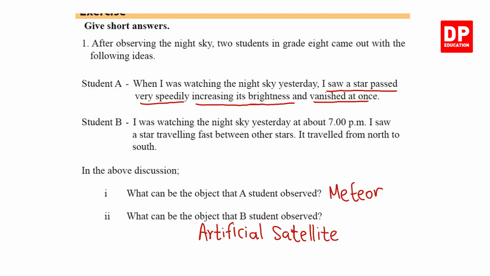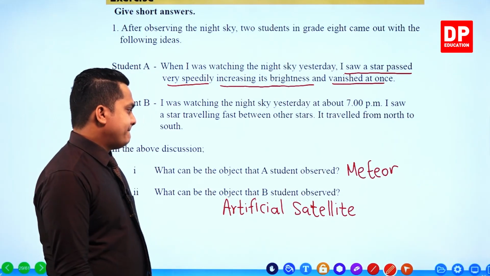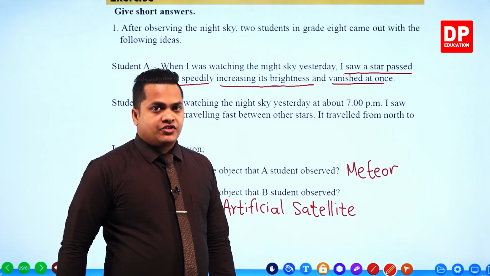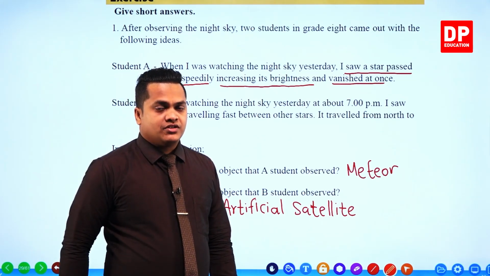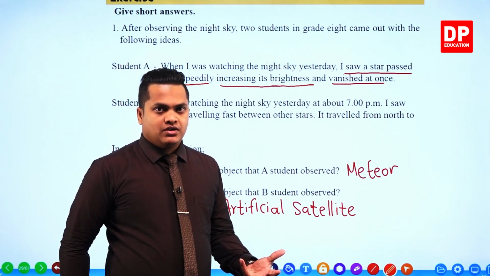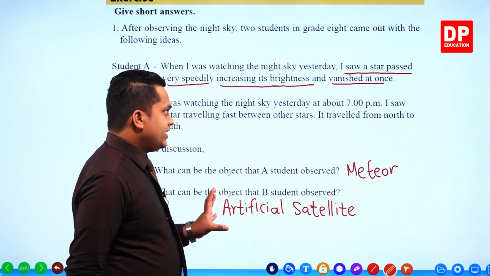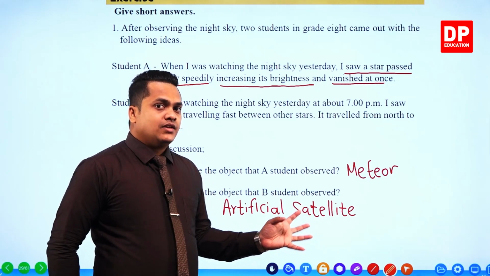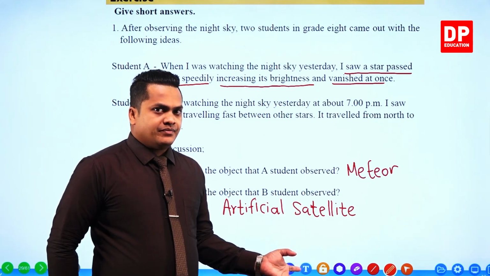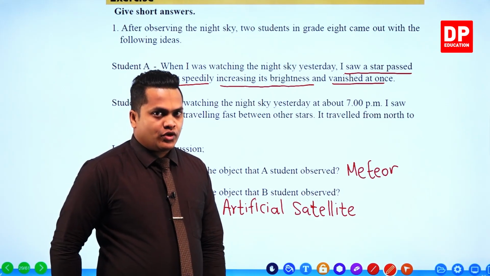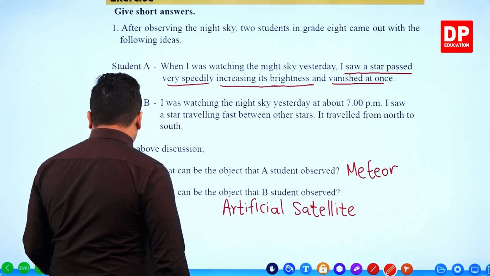Right. Artificial satellite. So person B observed an artificial satellite. It can be an artificial satellite. We don't know for sure. But however, by looking at these observations, we can conclude that this might be an artificial satellite. Okay.